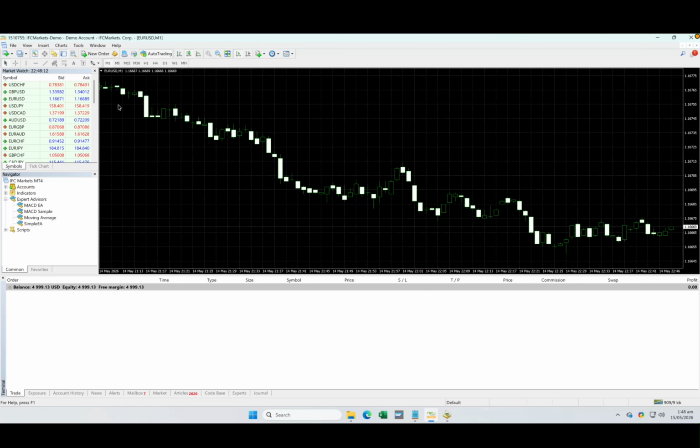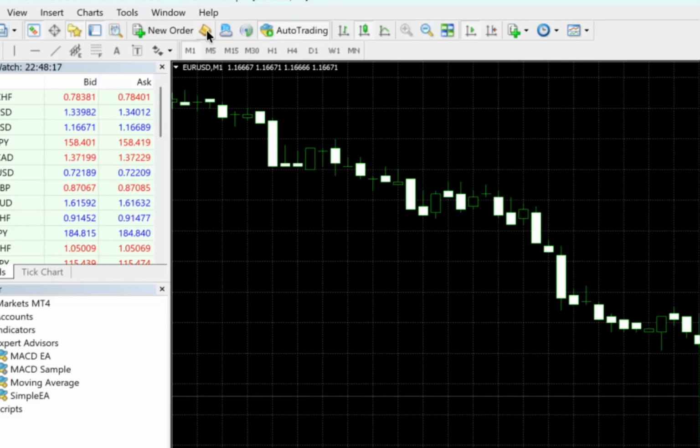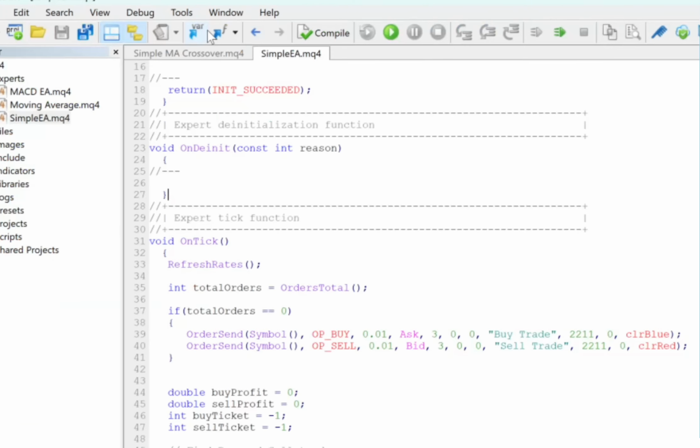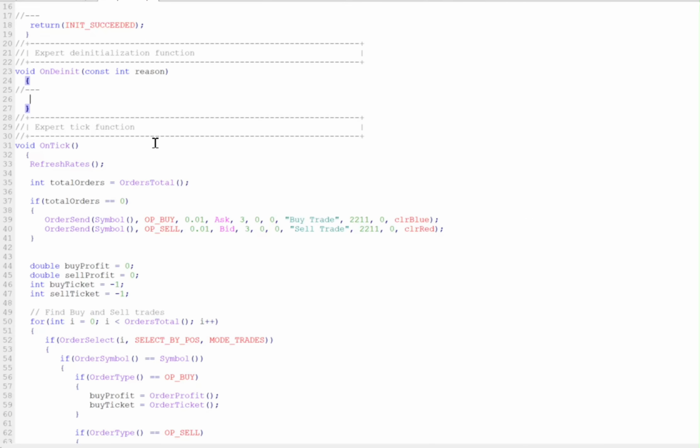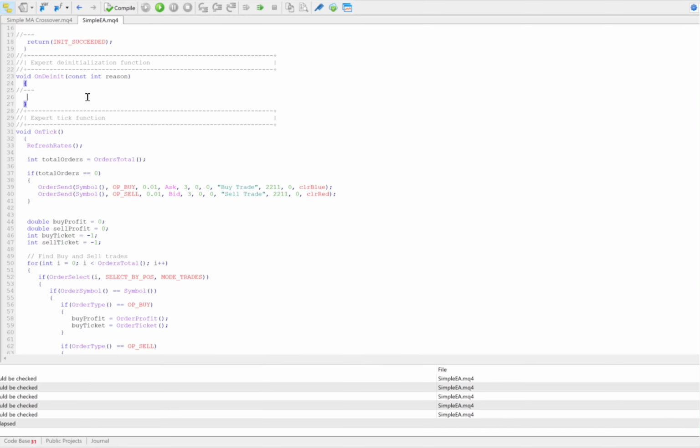First, open Meta Editor and load your EA file. Click on this icon right here and load your Expert Advisor. We will use the EA that we have created in the last video. The link for that video should be available at the top right corner.